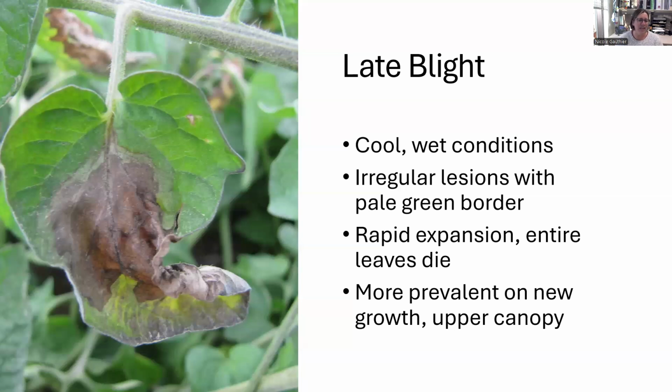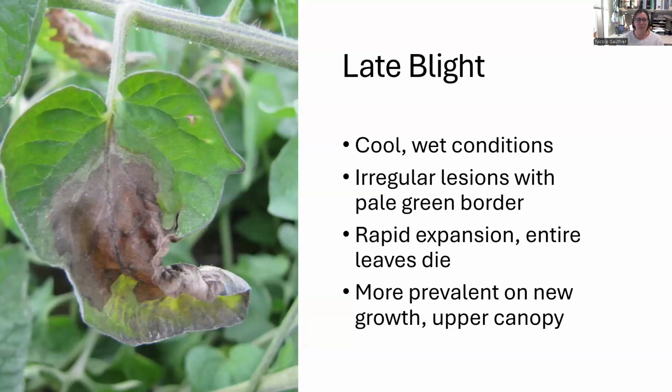We usually receive it in with our starts and liners, and late blight is more of an entire leaf kind of symptom. Irregular lesions, they'll have a pale green border, so opposite of what we've been seeing with these other leaf spots. Disease will expand rapidly when conditions are cool and wet. Entire leaves will die. One caveat with late blight is also that it's prominent on the upper canopy on the new growth. So the opposite of what we've seen.